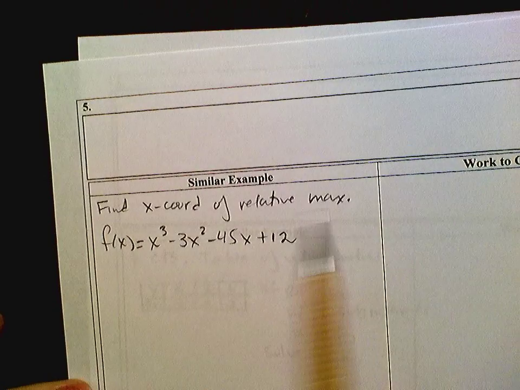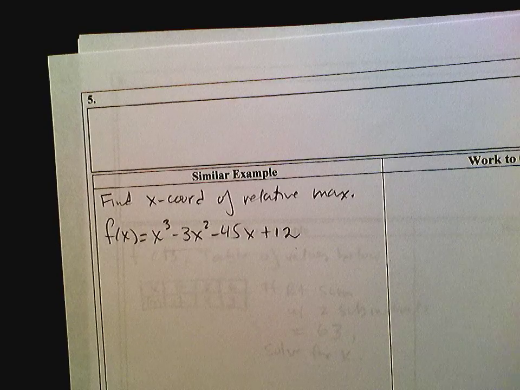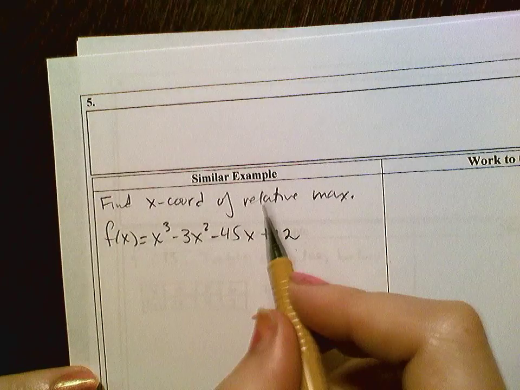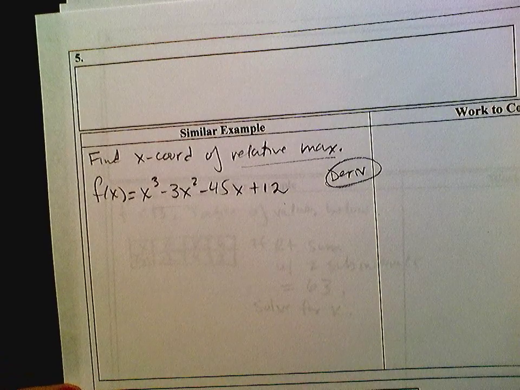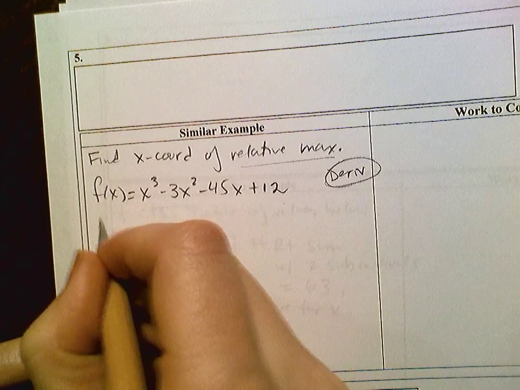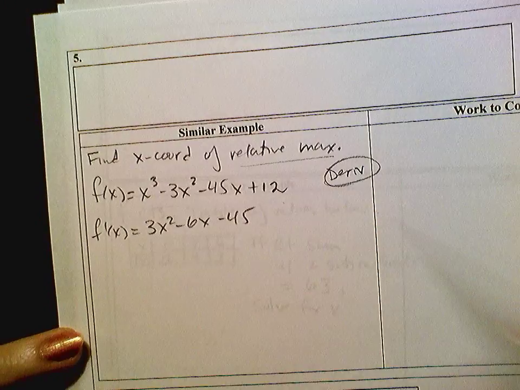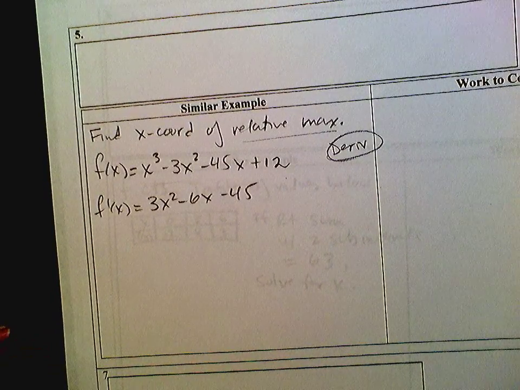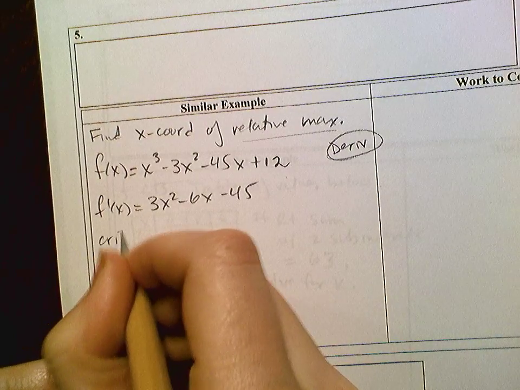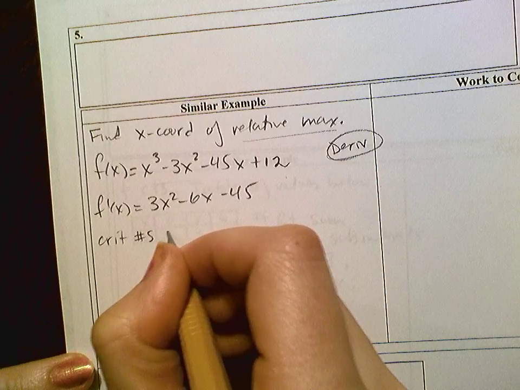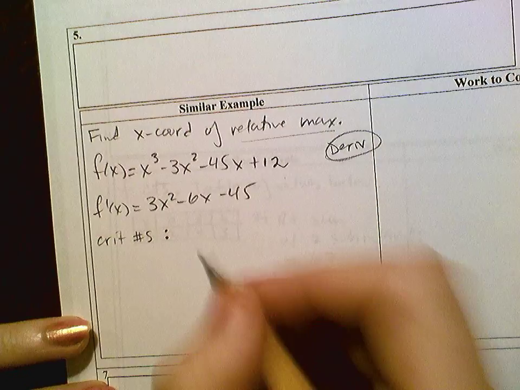So we're going to find the x-coordinate of the relative maximum of this. So the big question: limit, derivative, or antiderivative? If you hear relative max, you're taking the derivative. Okay, so you know you've got to take the derivative, so that's what I'll do. F prime of x equals 3x squared minus 6x minus 45. Okay, and then we've got to find the critical numbers. The critical numbers are where the derivative is 0 or undefined. So I'm going to find where it's 0.